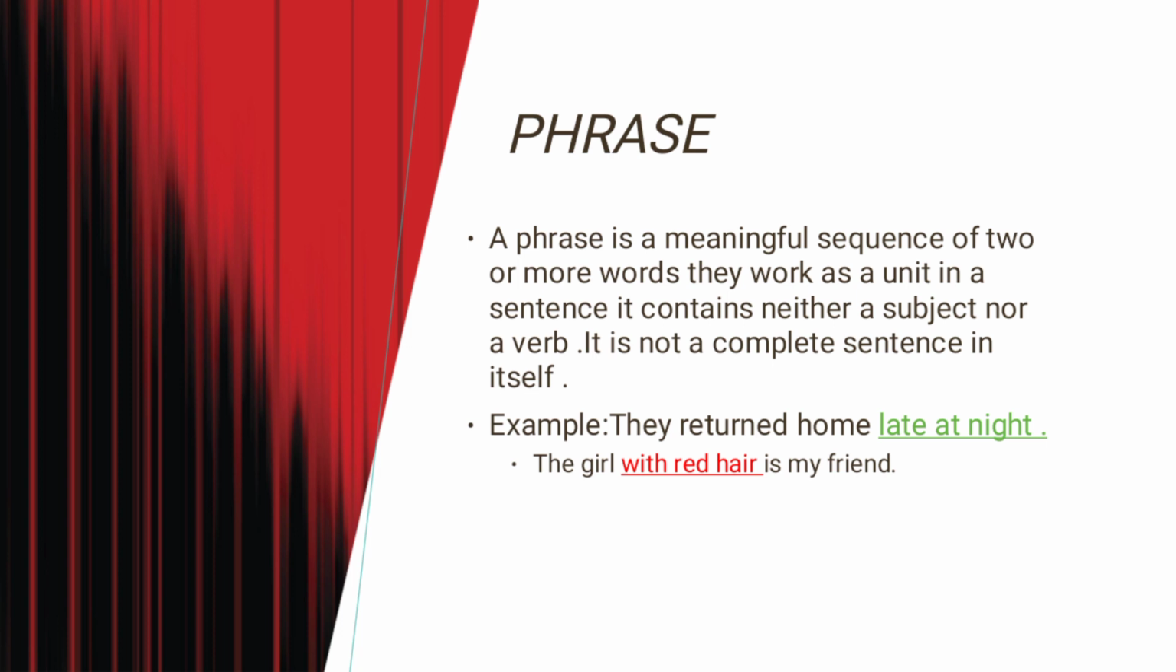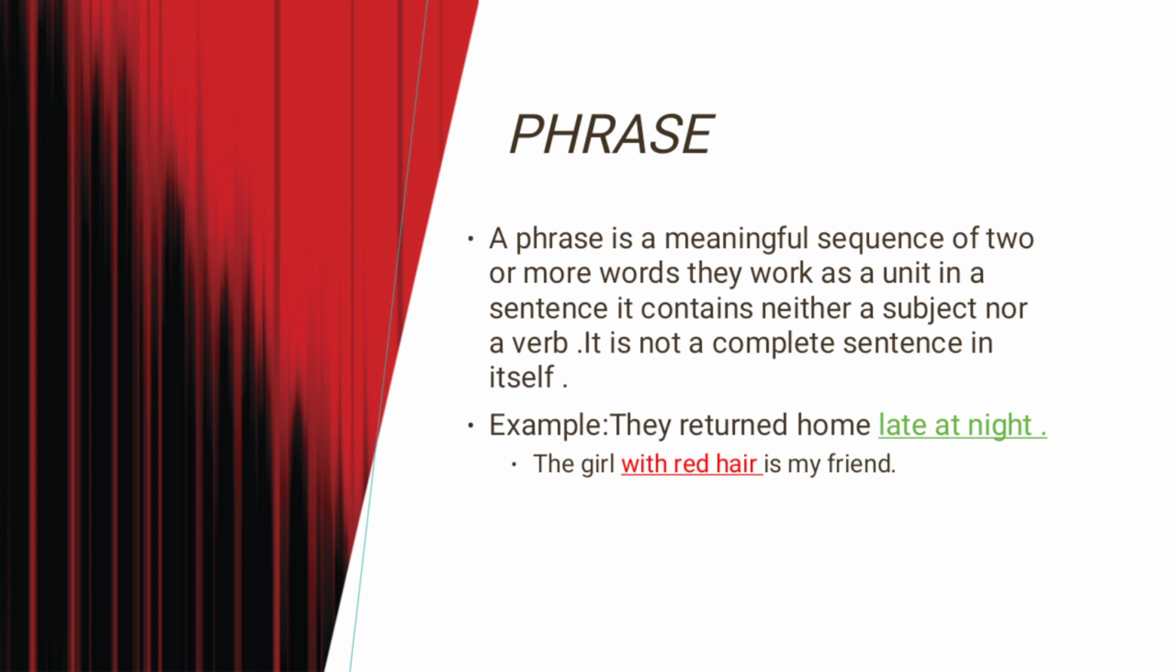They returned home late at night. So in this sentence, late at night is a phrase because it contains neither a subject nor a verb, but late at night is a meaningful sequence of two or more than two words. The girl with red hair is my friend. So, in the second example, with red hair is a phrase.